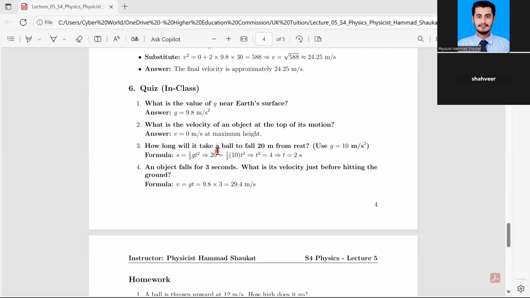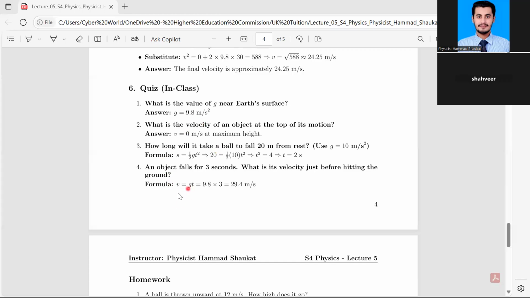Can you tell me, an object falls for 3 seconds, what is its velocity just before hitting the ground? 29.4 meters per second. Yes. Which equation of motion do you have to use? Third one? The first one? Yes, the first one.